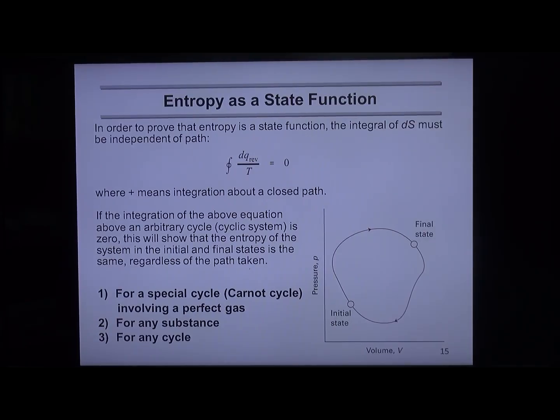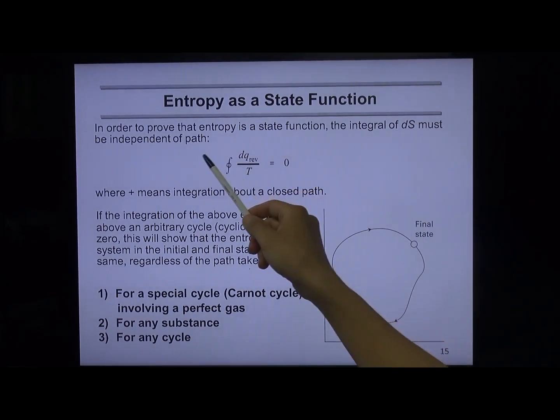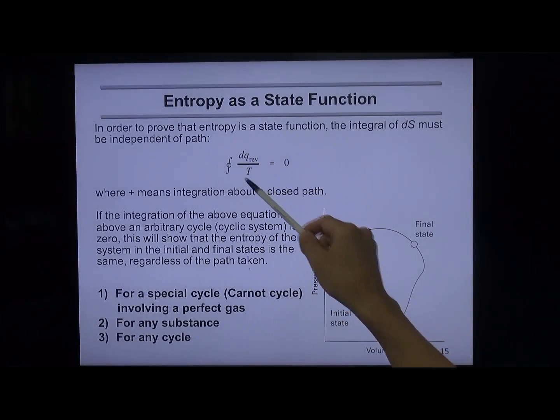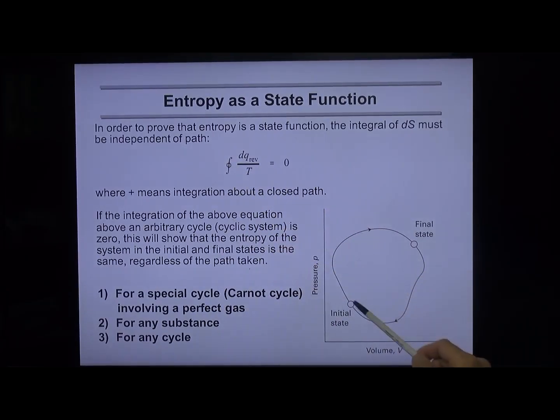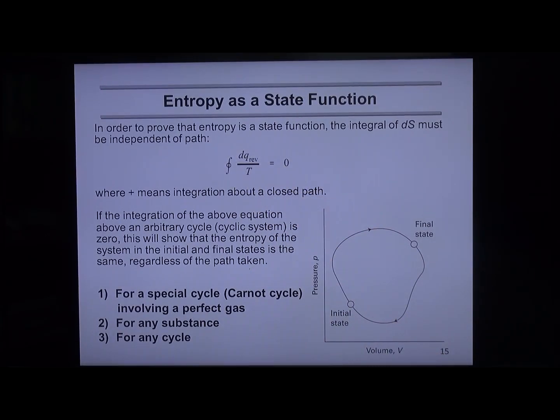So let's prove that. To prove that entropy is a state function, the integral of dS must be independent of path, which means that if you integrate the definition of entropy dS over a cyclic process, it should be 0. Okay? If you can show this is true, then entropy is a state function.